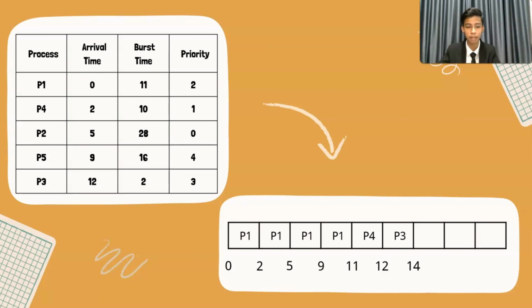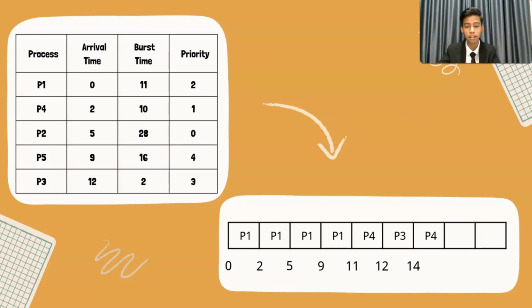At time 14, P3 finishes execution since its burst time was only 2. Now the system chooses the next process with the shortest remaining burst time. The remaining processes are P4, P2, and P5. Therefore, P4 has the shortest remaining burst time, which is 9, so it resumes its execution.